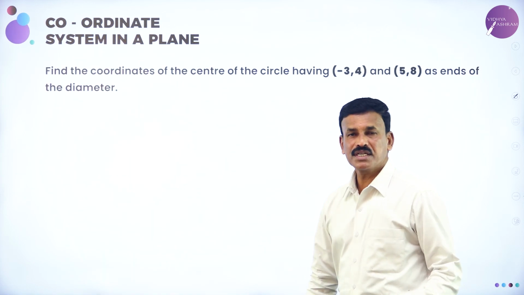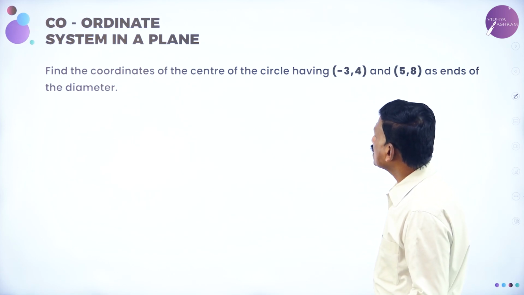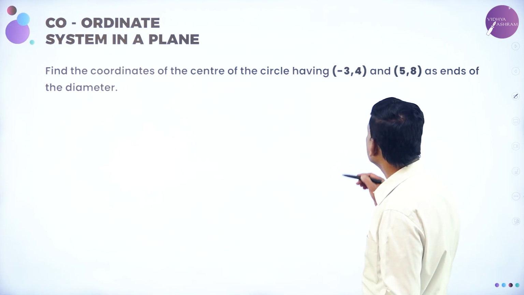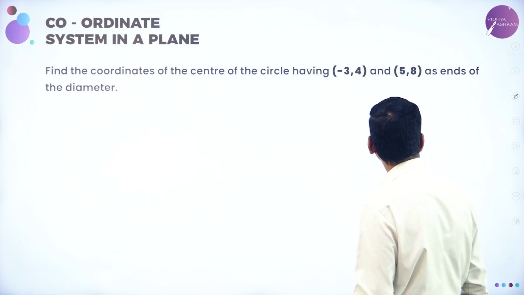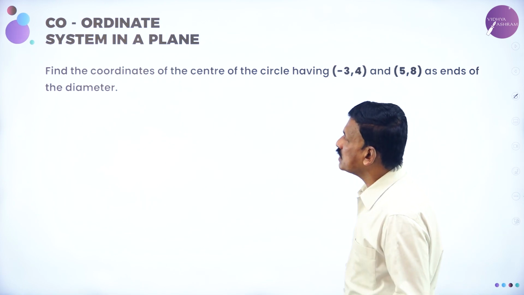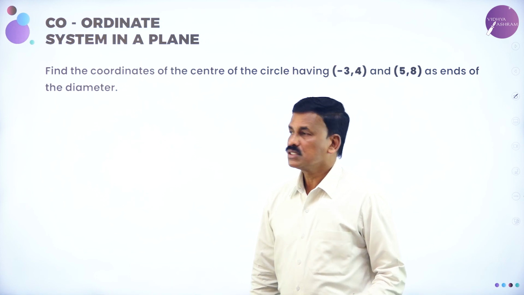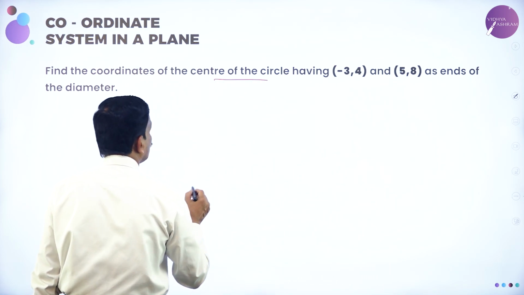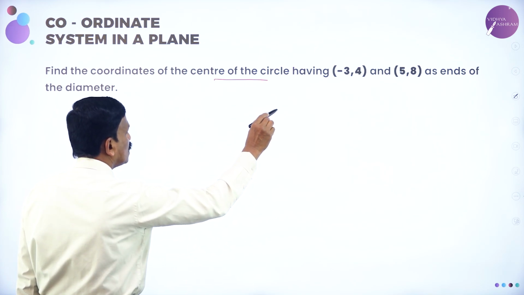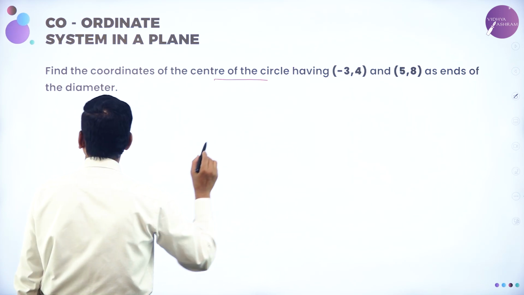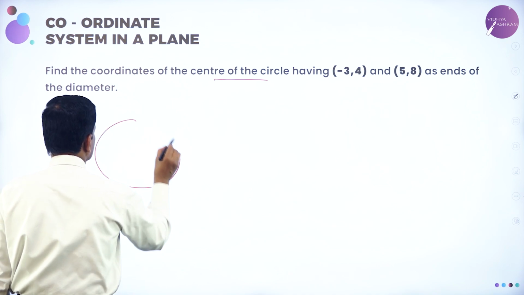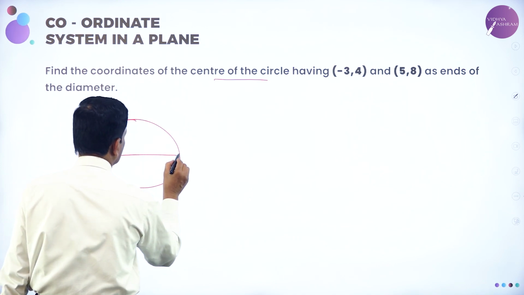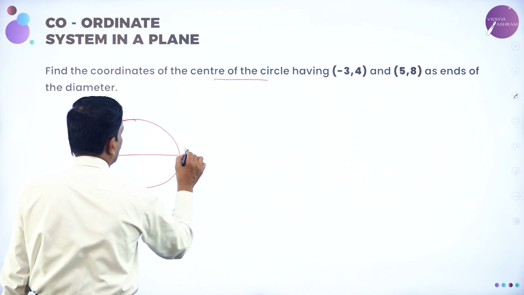Now let us come to the next problem. Find the coordinates of the center of the circle having minus 3 comma 4 and 5 comma 8 as the ends of the diameter. Now, find the coordinate of the center of the circle. What is given? Minus 3 comma 4 and 5 comma 8 as the ends of the diameter. Now let us consider this is a circle. Here the ends of the diameter, A and B, are given.